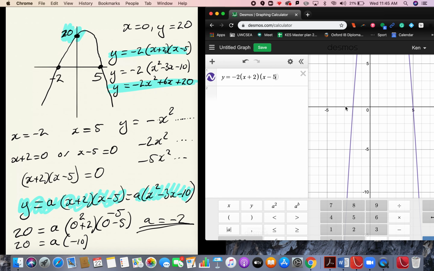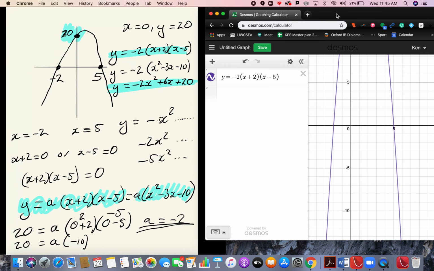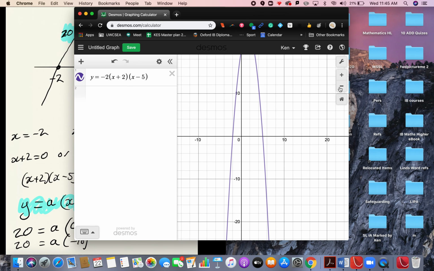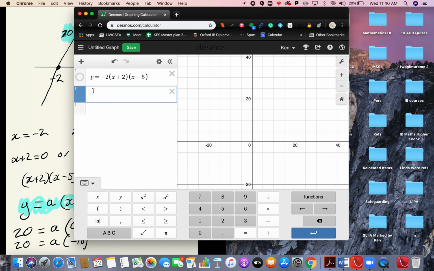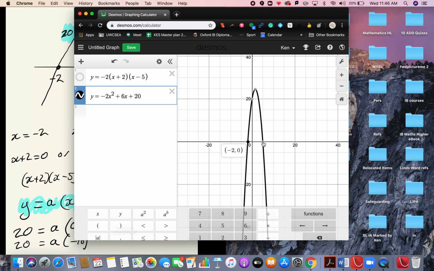Okay, so let's have a look here. The zeros are, I'll make that a little bit bigger now. The zeros are here: 5, 0, negative 2, 0, and 0, 20. Perfect, we've done it. Now let's take that off again and look at the expanded version to see if we expanded it correctly. y equals negative 2x squared plus 6x plus 20. And that is here, here, and here. So it looks like we have got the answer correct.